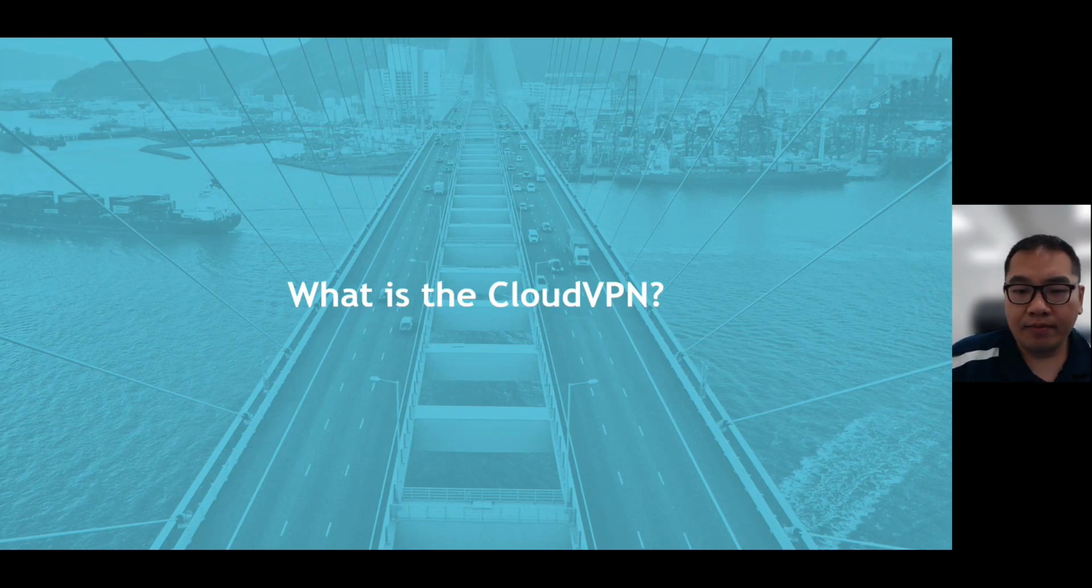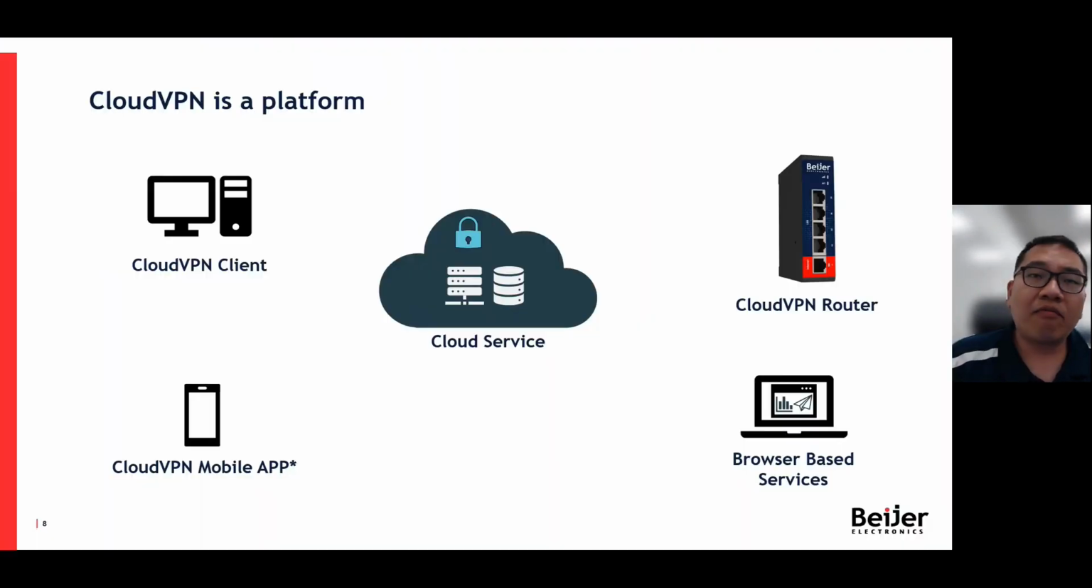So what is the CloudVPN? CloudVPN itself, we have to think of as a platform and not just a single hardware product. The whole platform consists of the cloud service that we have hosted within our URL, cloudvpn.astrialplus.com. Next, we have the VPN router itself. We have different variants of the CloudVPN router, and we'll cover more of that later as well. Then we have the CloudVPN client, which is installed on your computers. That will allow you to access the VPN routers remotely later on as well.